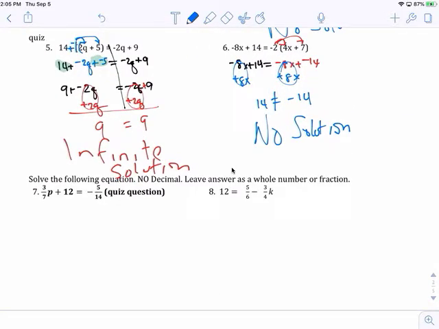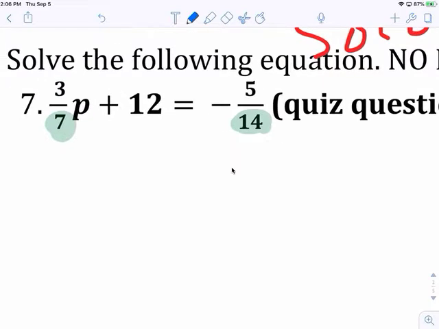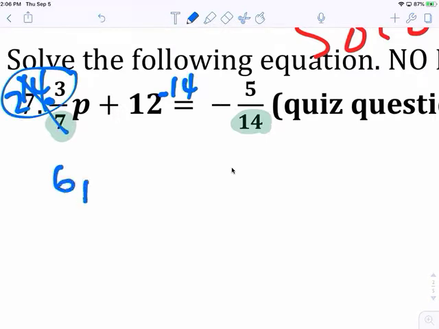Okay, number 7. You got fractions we want to get rid of. You need to multiply all of them. There's no parentheses, there's no saving any. Multiply all of them by the least common denominator of 14. Okay, cross cancel, that's 2. 2 times 3 is 6. 6p plus, okay, 12 times 14.